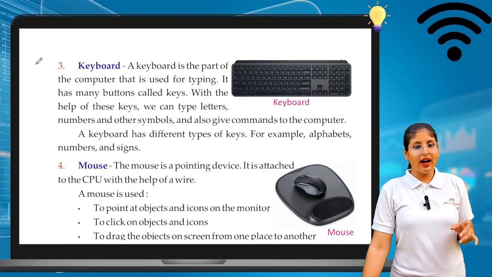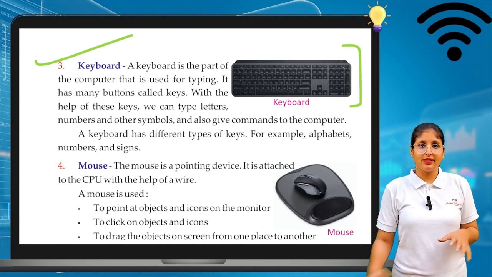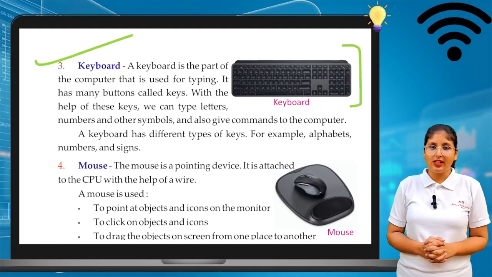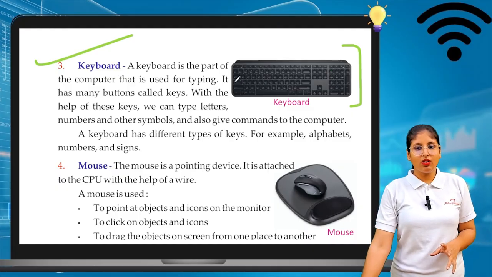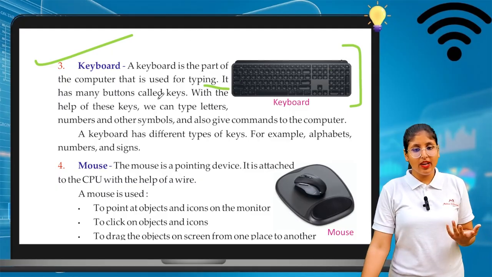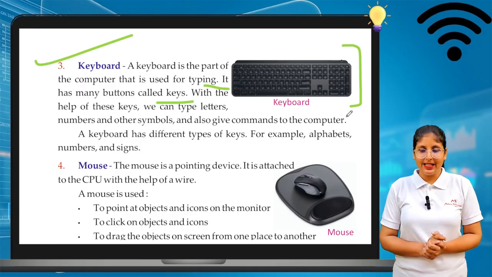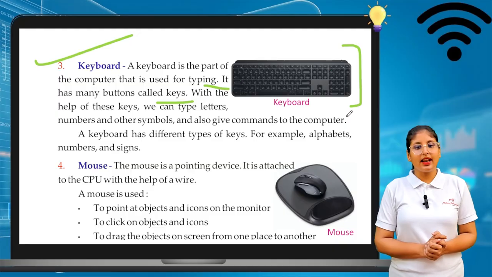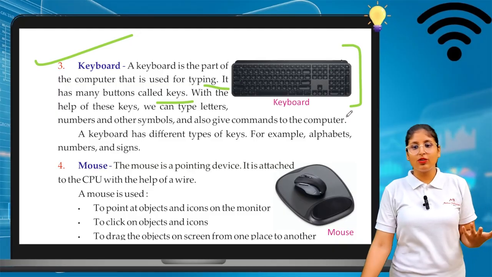Next, the third part is the keyboard, which is here. We already use keyboards to write something. A keyboard is a part of a computer that is used for typing. It has many buttons called keys. With the help of these keys, we can type letters, numbers and other symbols, and also give commands to the computer.